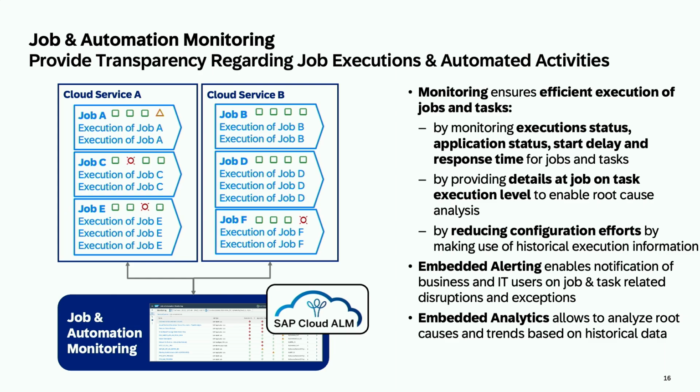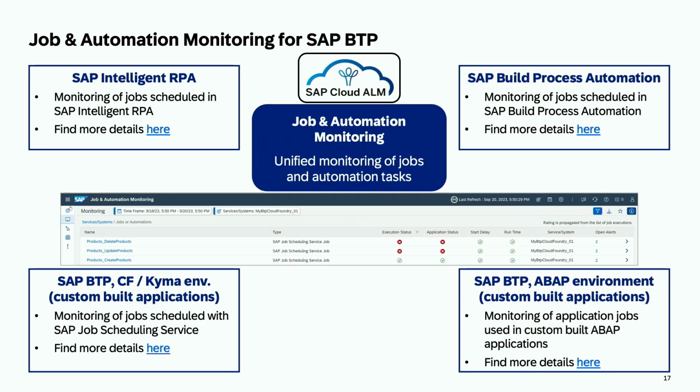Job and automation monitoring. We have in BTP also different environments where we need job and automation monitoring. First of all, in your applications, you can use the BTP job scheduling service. And for this, we provide you also, with the help of our library, appropriate instrumentation. But we have in BTP, in particular, the capability BTP process automation, which is now also completely incorporated in job and automation monitoring.